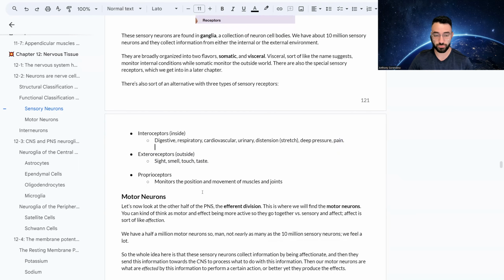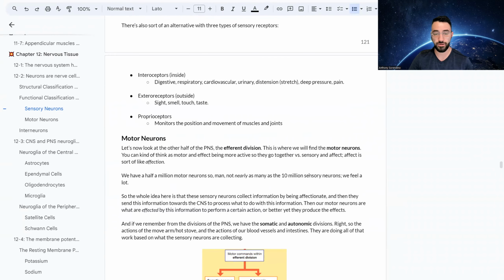So that's something you want to remember. And then proprioceptors are the position and movements of your muscles and joints. So like my arm is above my head. That would be proprioceptors in my arm and my hand that are keeping that in mind. All right.